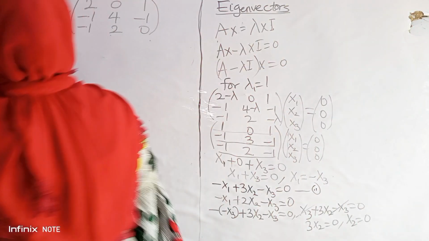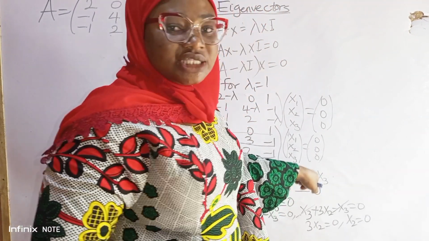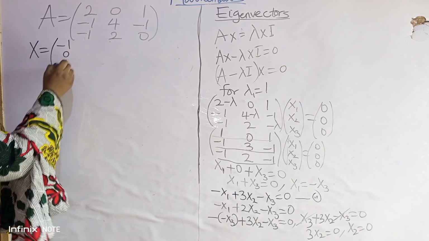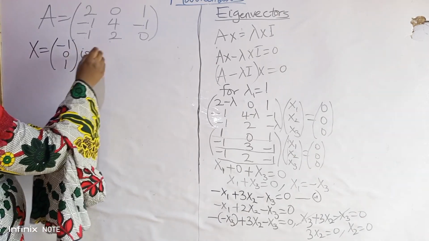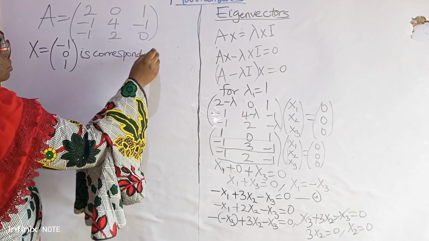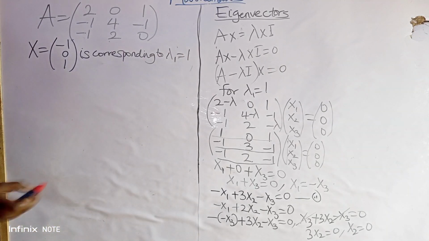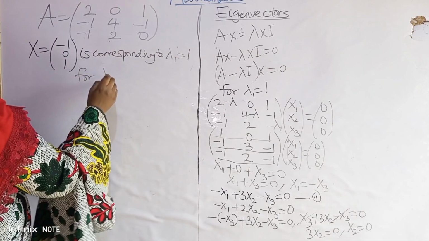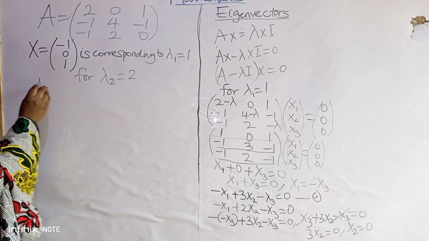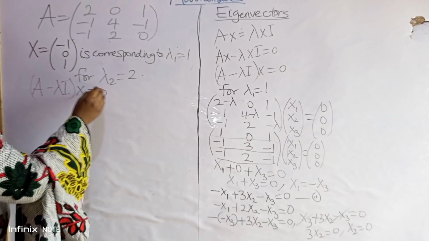So now, from here, x1 will be the coefficient of x3. So x is equal to minus 1, 0, 1. This x is corresponding to lambda 1 is equal to 1. So for lambda 2 is equal to 2, let's see what happens. We're still using A minus lambda I multiplied by x is equal to 0.